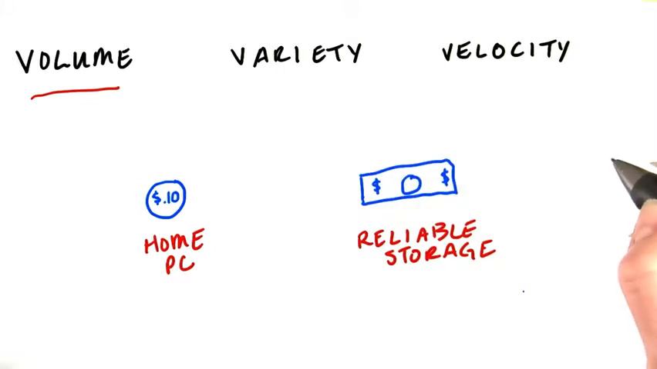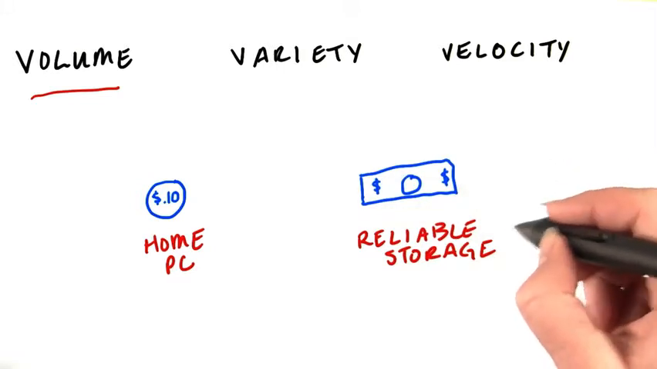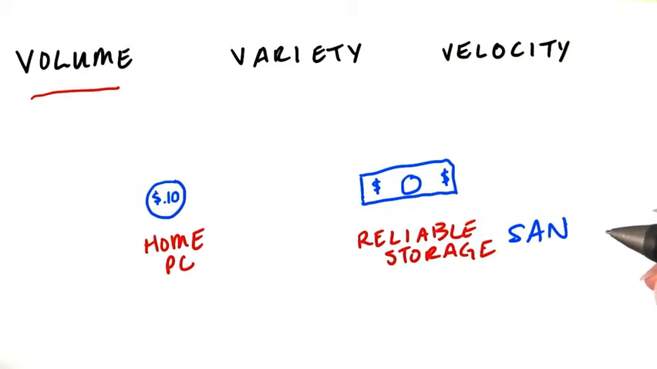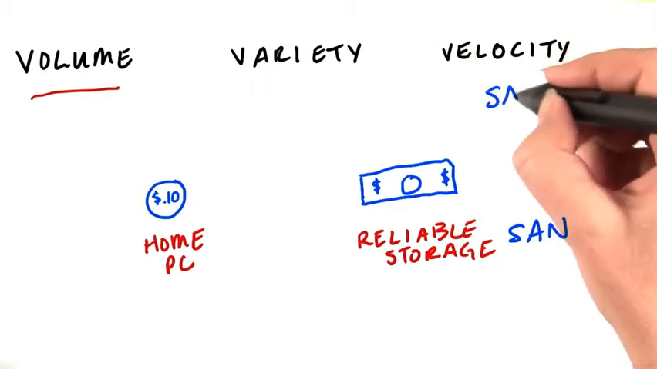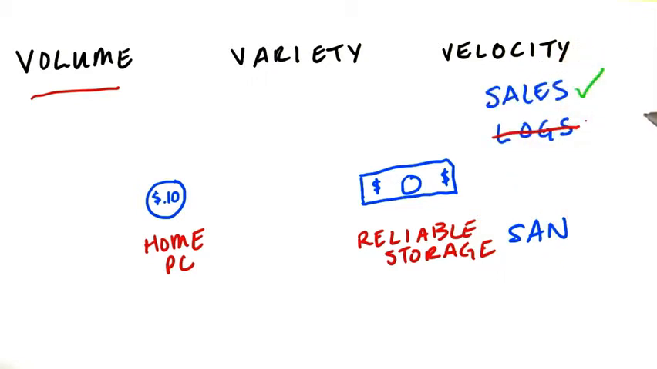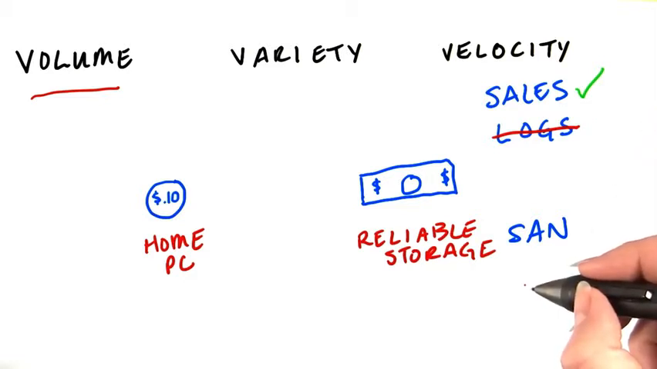That's particularly the case with more traditional storage devices, such as storage area networks, or SANs, which can be extremely expensive. The high cost of reliable storage puts a cap on the amount of data companies can practically store. At some point they say, okay, it's too expensive to store all that data, and I'm not doing anything with it. Let's just store the critical stuff, like my actual sales.